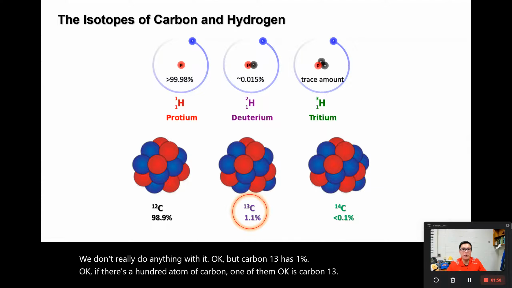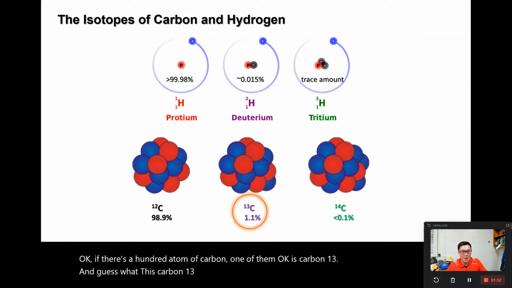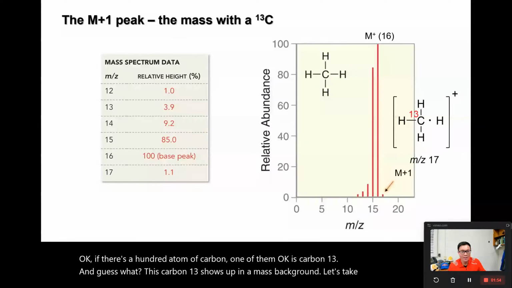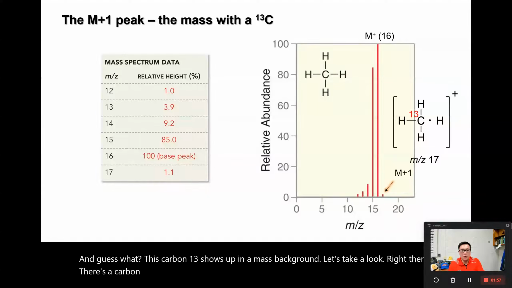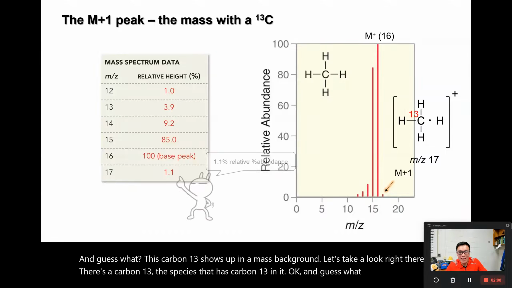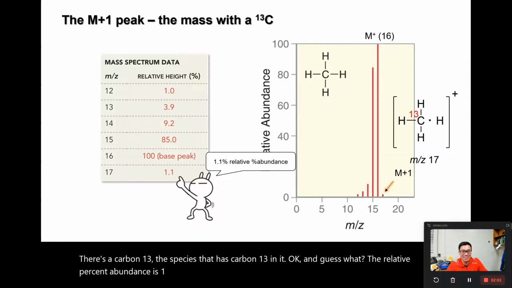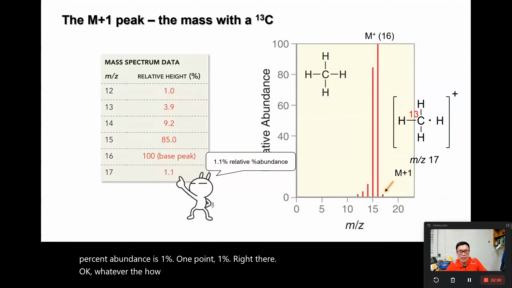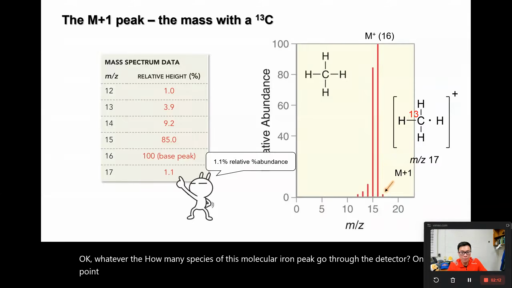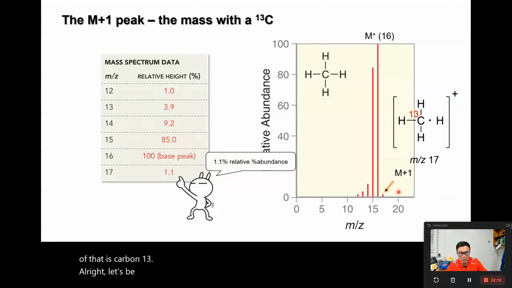And guess what? This carbon 13 shows up in a mass spectrum. Let's take a look. Right there, that's the species that has carbon 13 in it. And the relative percent abundance is 1.1%, right there. Whatever number of species of this molecular ion peak goes through the detector, 1.1% of that is carbon 13. All right, let's be familiar. How can you spot this carbon 13 species?